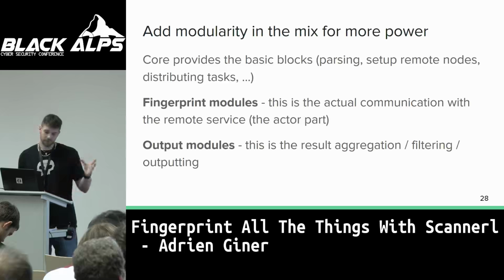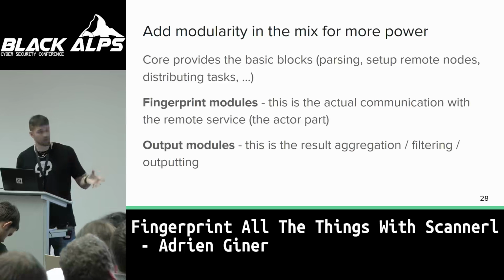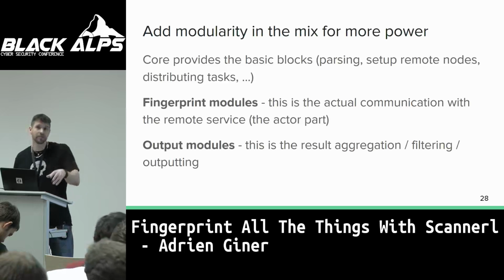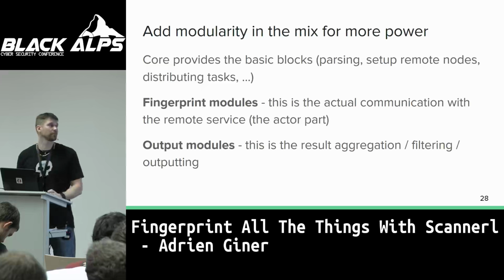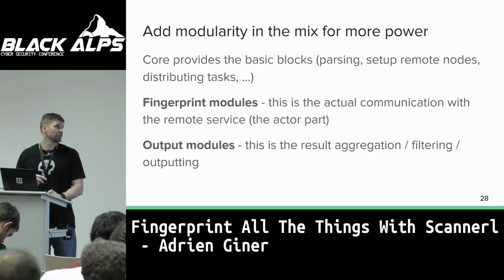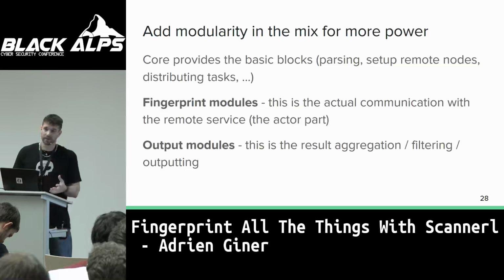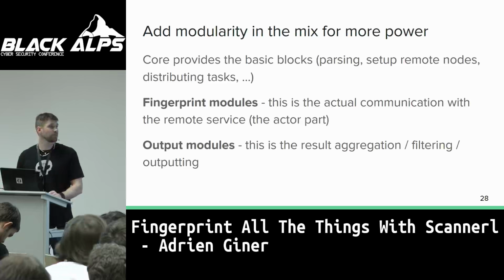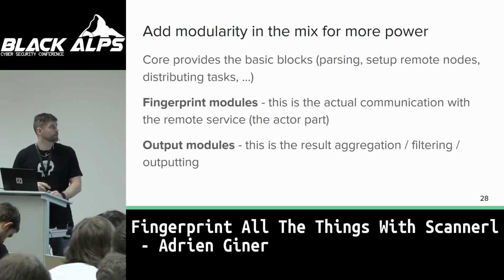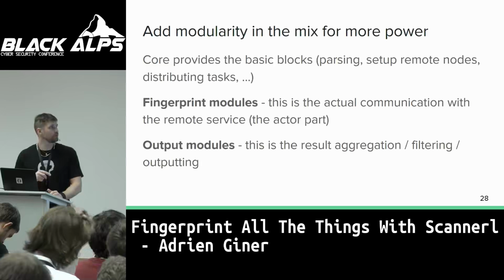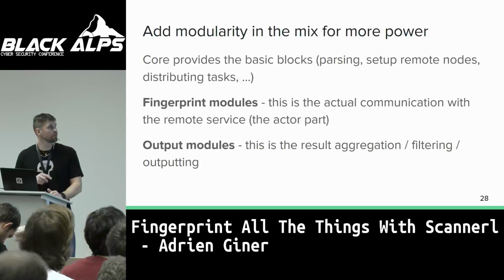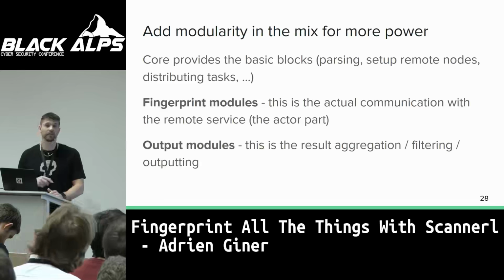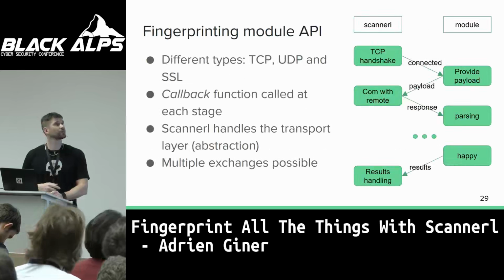The fingerprinting module is the part that is running on the actor. So that's the little minions that are communicating with the servers. And the output modules are the way you want your results to be filtered or aggregated or parsed before they get outputted to any kind of output. So I'll go a little bit deeper into those two modules to give you an idea how it is, and it's not that difficult.